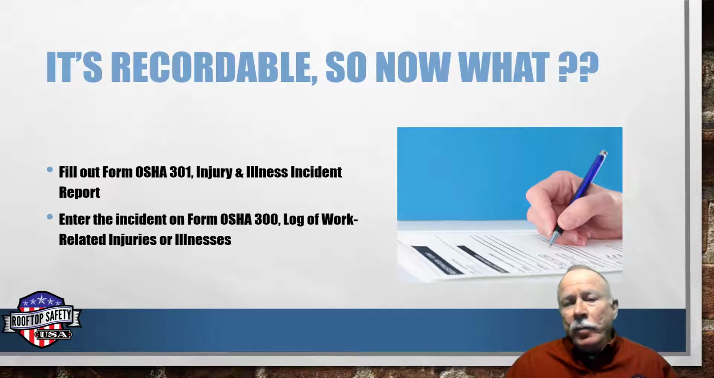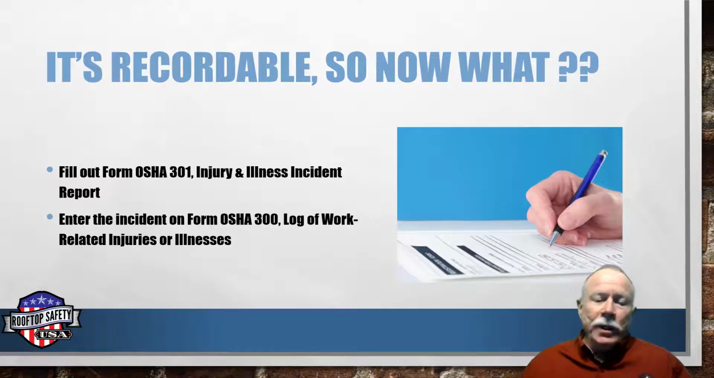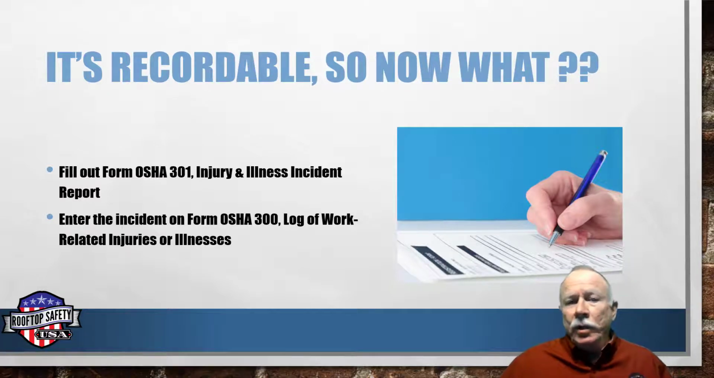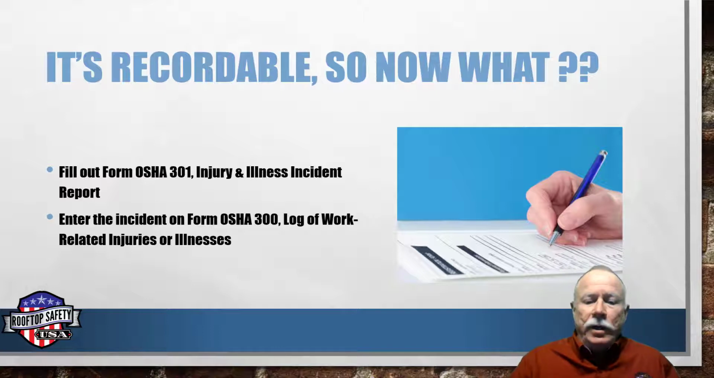Okay, there's basically two things we need to do within 7 days of the incident. We need to fill out the OSHA 301 injury and illness report, and then also enter the incident on the OSHA 300 log.